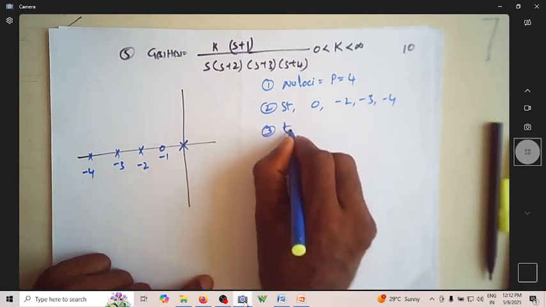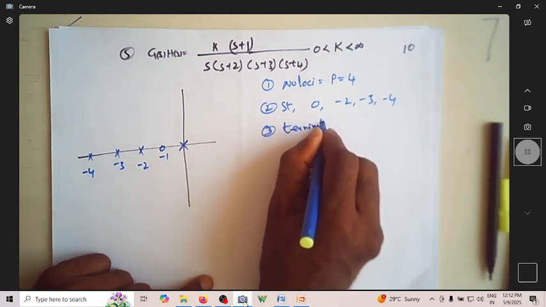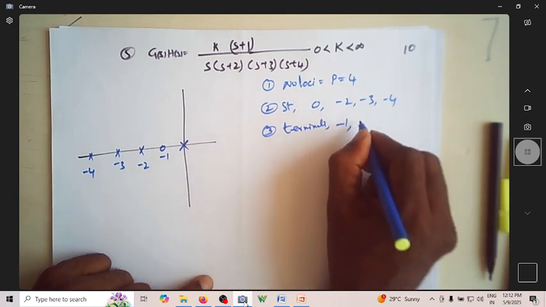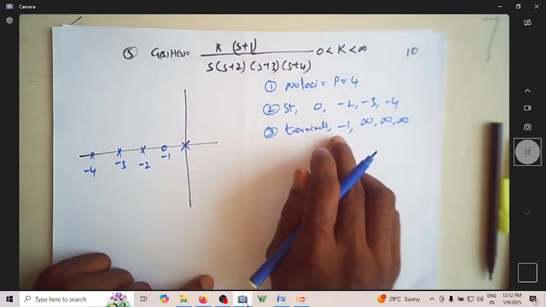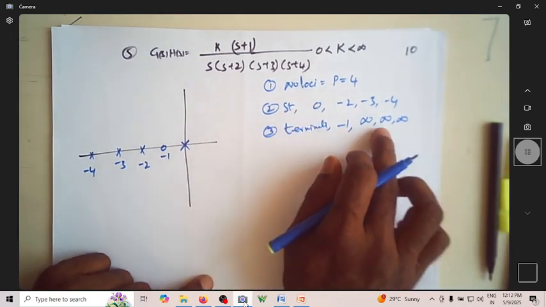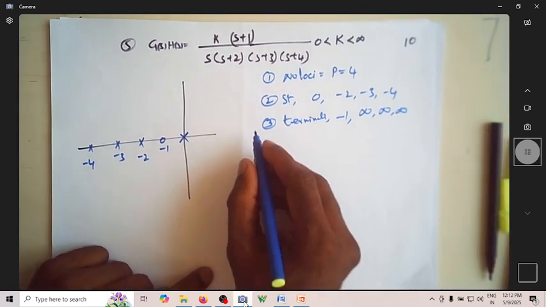Where do they terminate? They terminate at -1 and 3 at infinity. So all the 4 should terminate somewhere. One will terminate at the zero at -1, and the remaining 3 will terminate at infinity.